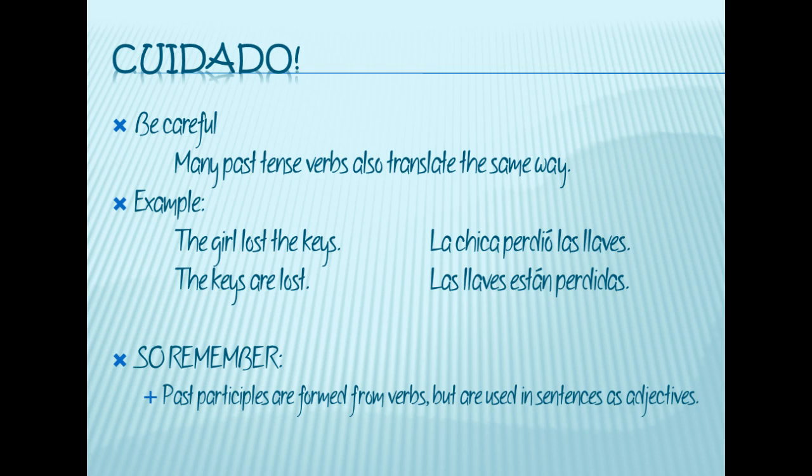Remember, an adjective is a describing word, so when you are writing your sentences, make sure you're verifying that if you're using a past participle, it is describing a noun.